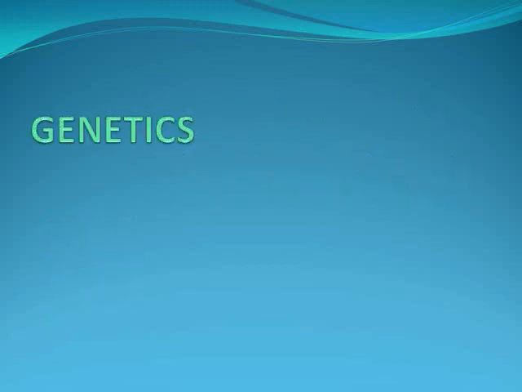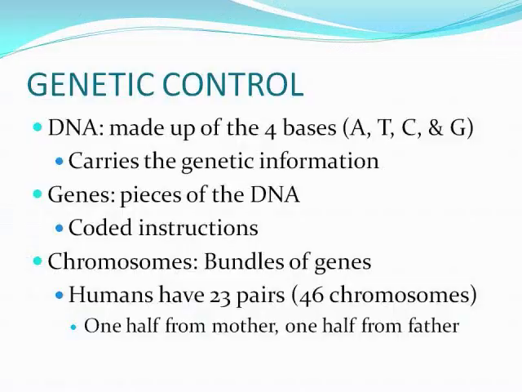Okay, briefly we'll talk about genetics here. The body, its tissues, its functions, everything is under the control of the genetic processes, specifically DNA, which is made up of those four bases, the A, the T, the C, the G that you talked about, and the combination of the DNA tells the body what to do. Well, genes are pieces of the DNA that have the coded instructions.